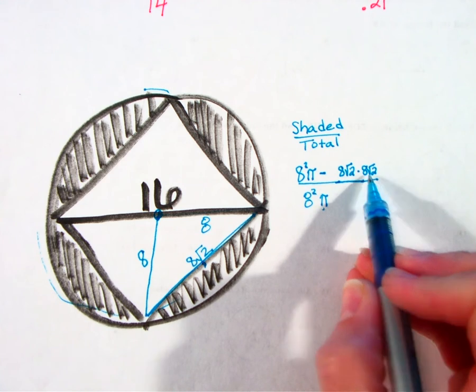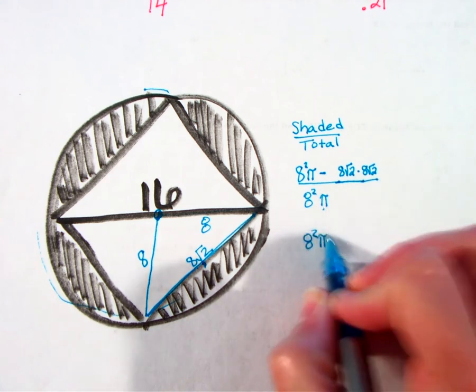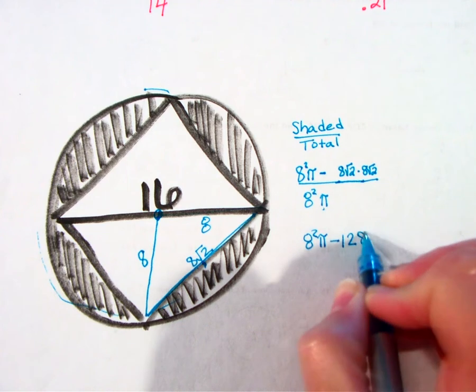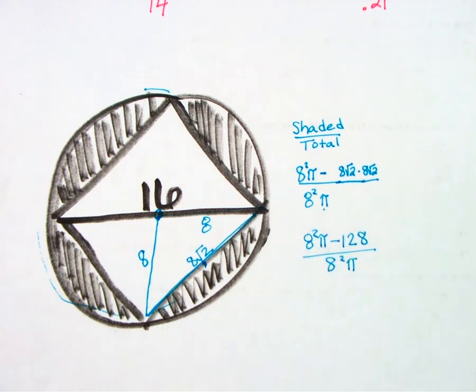Okay, so we figured out that this number is 128. So here's what I've got. I've got 8 squared pi minus 128 over 8 squared pi. Okay, so now we're going to turn these into decimals like we did on the last one, and then divide.